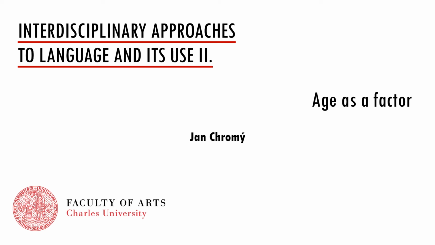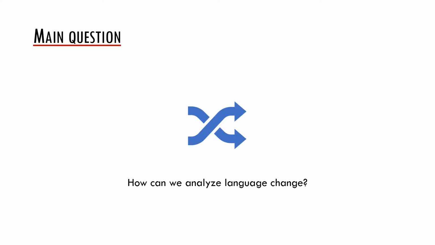In this presentation we will resume our discussion of variationist sociolinguistics and we will focus on the effects of age on language variation. The age variable in variationist sociolinguistics is closely related to the study of language change. If you already have taken a course on language history, you already know a lot about language change.